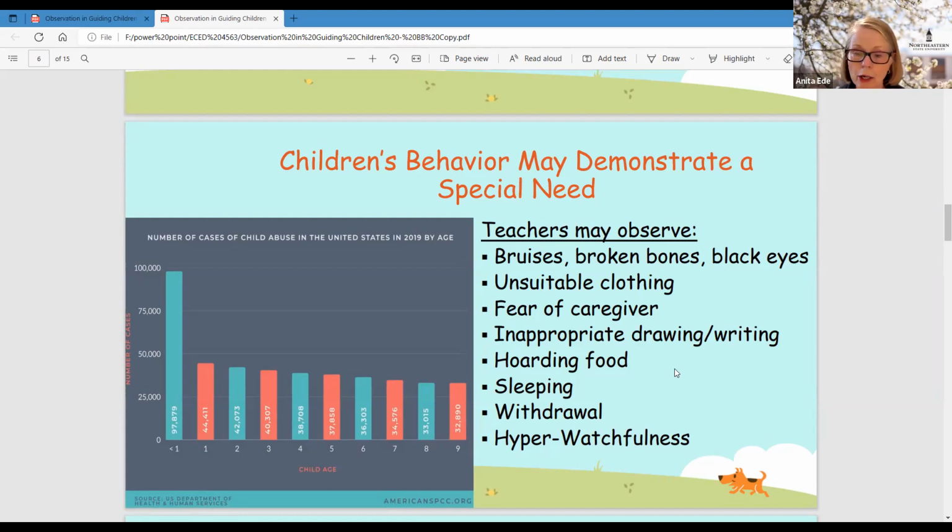Sometimes children are withdrawn. I mean, they just don't respond. That's not a good thing. When you observe that, you need to follow up on that.